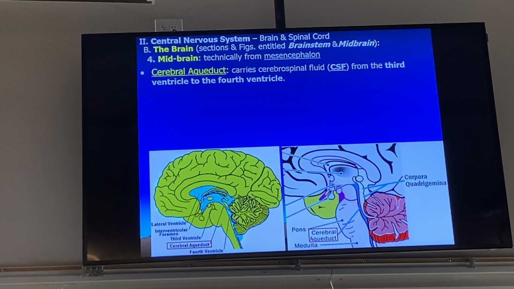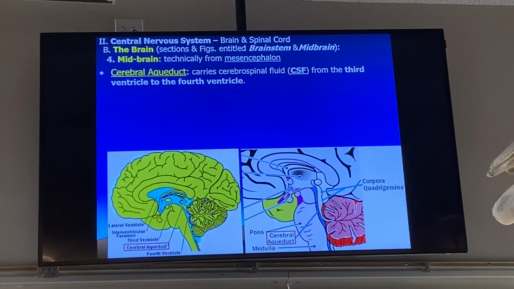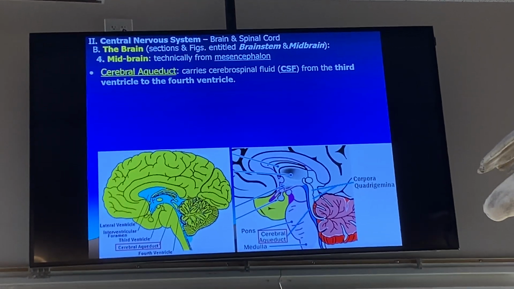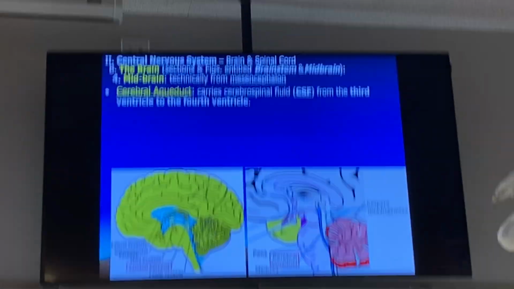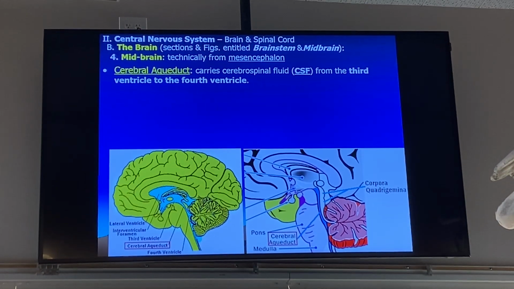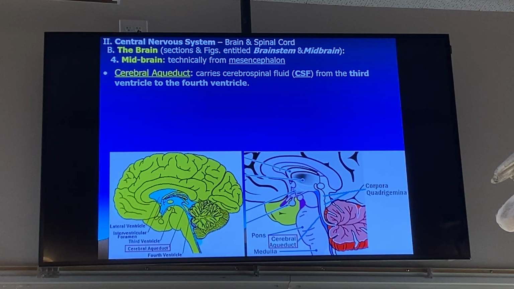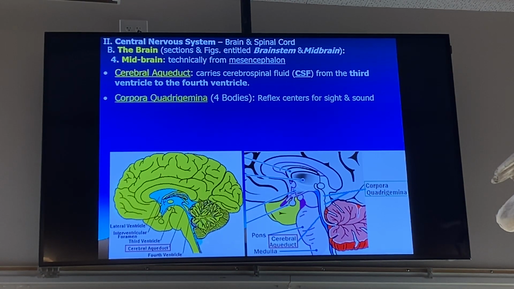I should have made another color for that. This is CSF. This is continuous with the central canal in the spinal cord below the myelencephalon. And here in the mesencephalon and myelencephalon is the fourth ventricle. So I'll just write this over here. It's the remnant of the hollow neural tube in the rhombencephalon, and the rhombencephalon split to become the mesencephalon and myelencephalon. If this was the rhombencephalon, the hollow neural tube here is the fourth ventricle. Over here, it's the cerebral aqueduct. And then on the posterior side, we have the corpora quadrigemina.